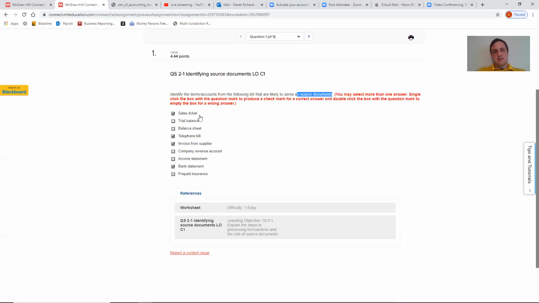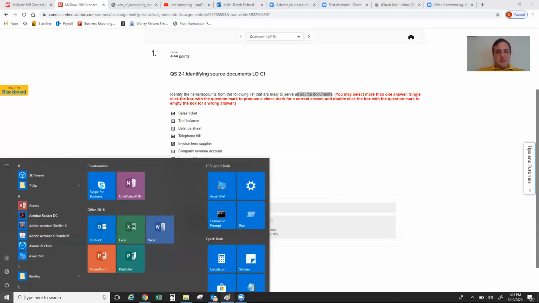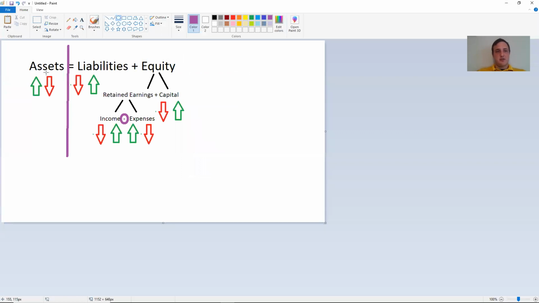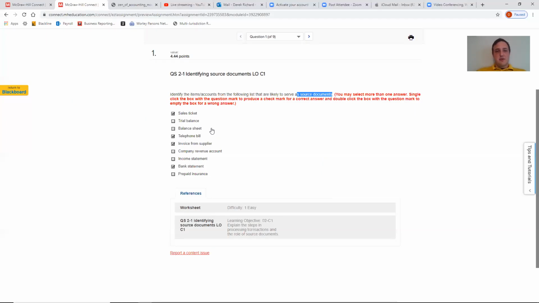So you go through this list: sales ticket, that proves that a sale occurred, so that is a source document. Trial balance, we'll get into what the trial balance is. It's a listing of all of the accounts that we've had and what their current balances are. So that's not going to be a source document. That's going to be something we use to help report it. Same thing, the balance sheet is the representation of this equation that shows that the assets equal the liabilities and the equity. So again, that's going to be reporting that.